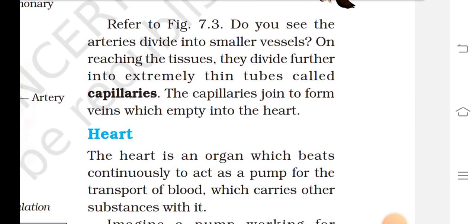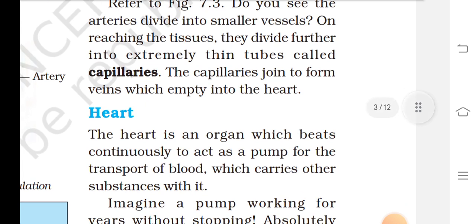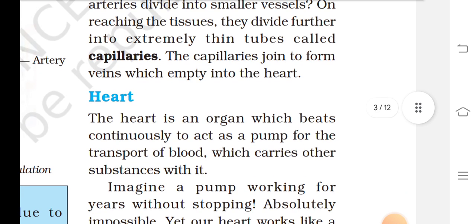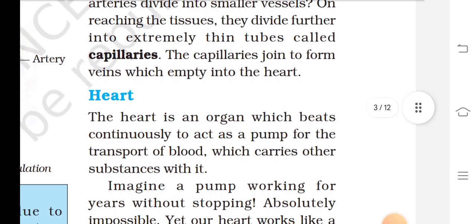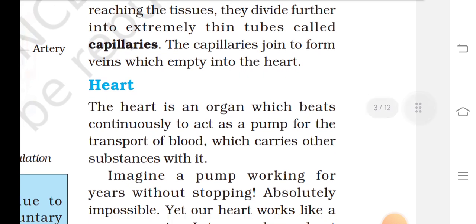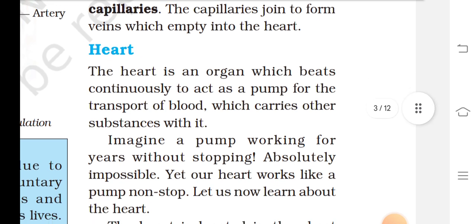Do you see the arteries divided into smaller vessels on reaching the tissue? They divide further into extremely thin tubes called capillaries. The capillaries join to form veins, which empty into the heart.